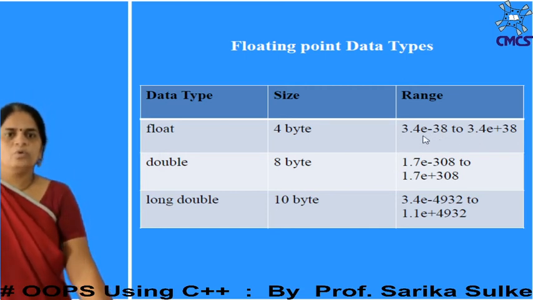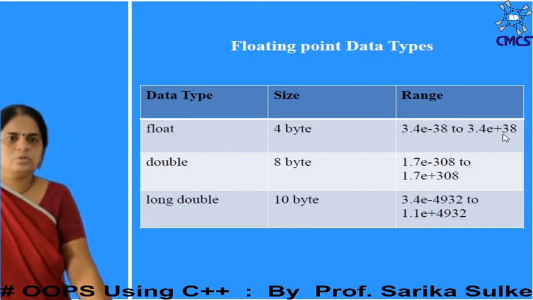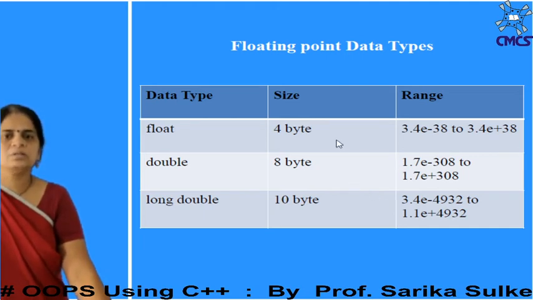Difference between them is float has this range, as you can see: 3.4 into 10 raised to the power minus 38 to 3.4 into 10 raised to the power plus 38. So the difference between these is that the precision of double is more than float. Precision means values after the point. एक्यूरेसी ज़्यादा है. अगर डबल लेते हैं तो फ्लोट से एक्यूरेसी ज़्यादा है, और लॉन्ग डबल अगर लेते हैं तो डबल से भी एक्यूरेसी ज़्यादा है. तो उसकी रेंज जो है वो आपके सामने है.